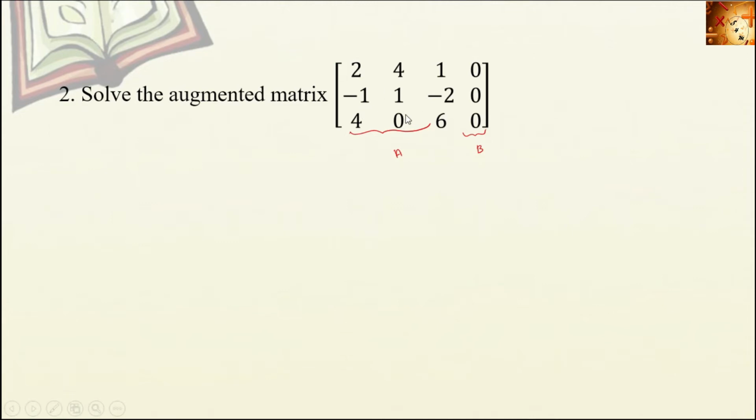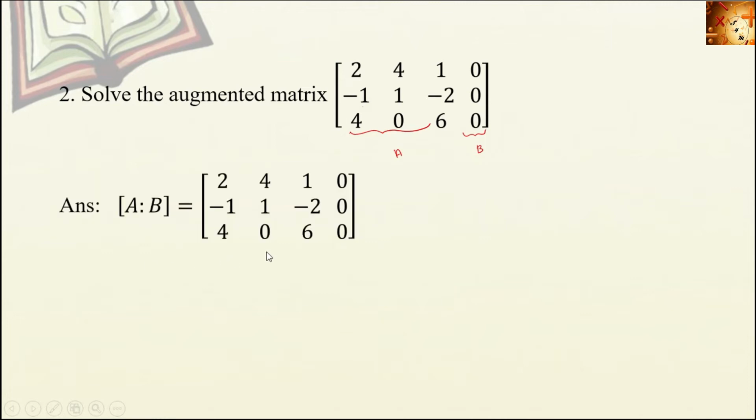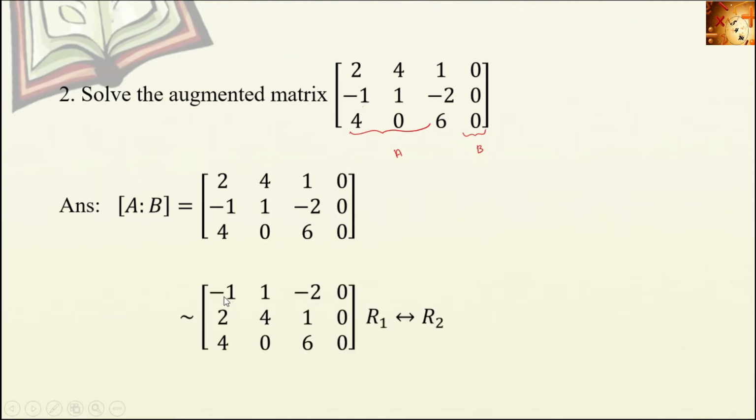Here in the second row, the first element is minus 1. Interchange this row to the first row, because if the first element is 1, then we can make the other elements 0 easily. So first of all, interchange the first two rows. Here I am going to interchange the first and second row. So the matrix will be [-1, 1, -2, 0; 2, 4, 1, 0; 4, 0, 6, 0].